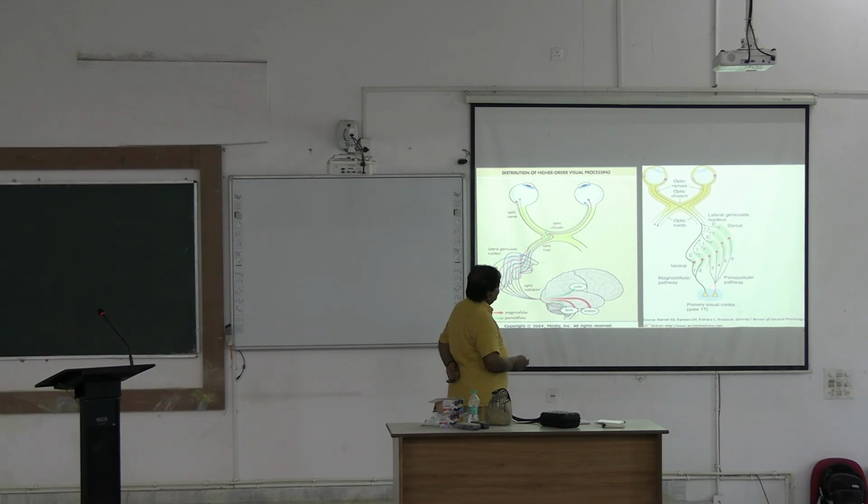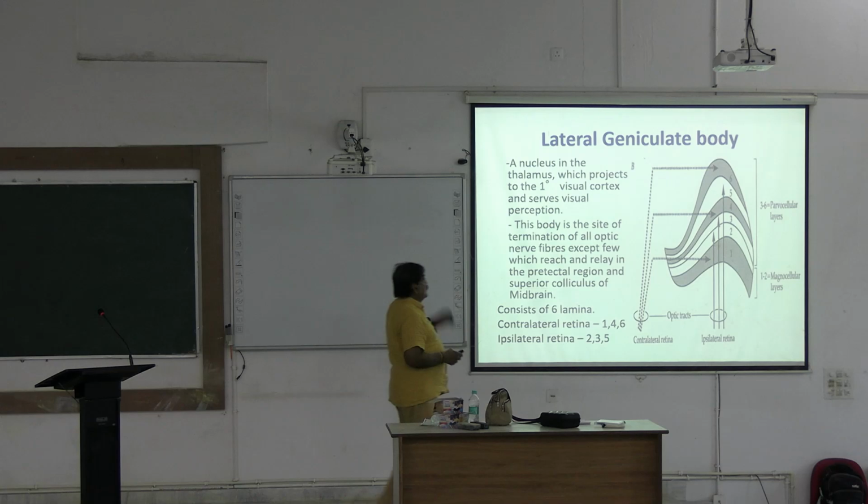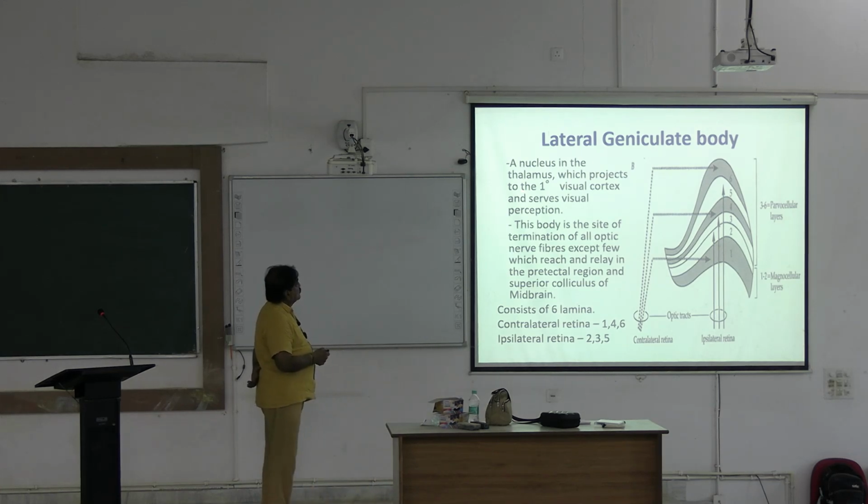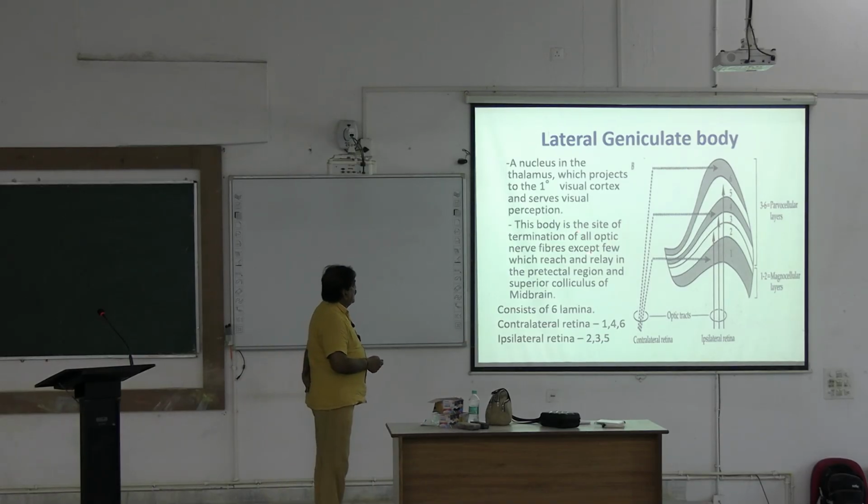parvocellular pathways, primary visual cortex, ventral, magnocellular pathway. Lateral geniculate body, a nucleus in the thalamus which projects to first degree visual cortex and serves visual perception. This body is the site of termination of all optic nerve fibers except a few which reach and relay in the pretectal region and superior colliculus of the midbrain.